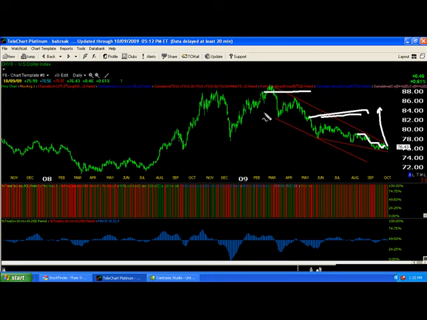But something's going on here with the dollar, which is going to affect a lot of things. Oil, commodity, maybe gold.